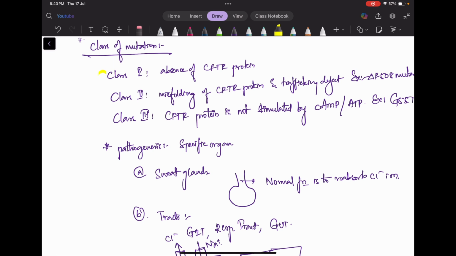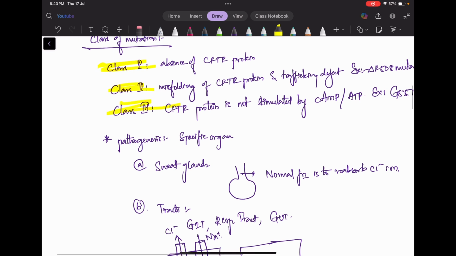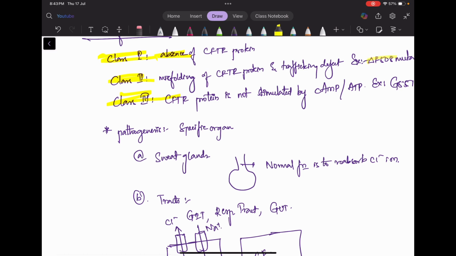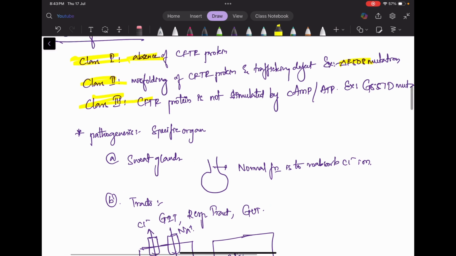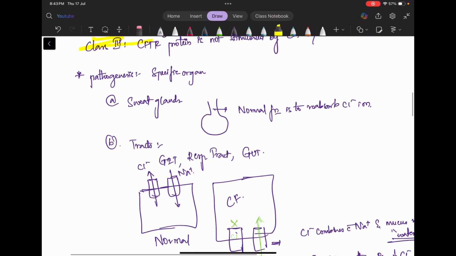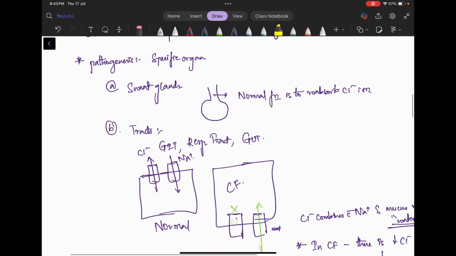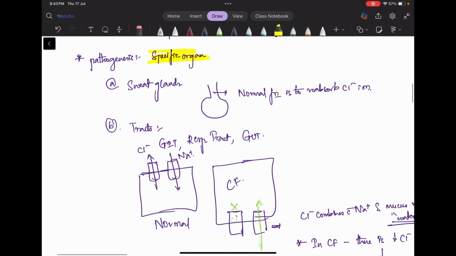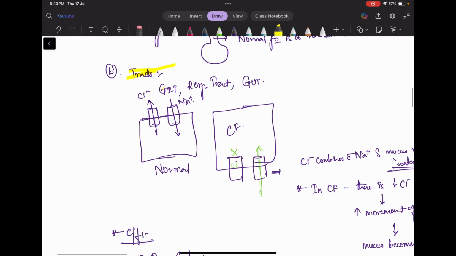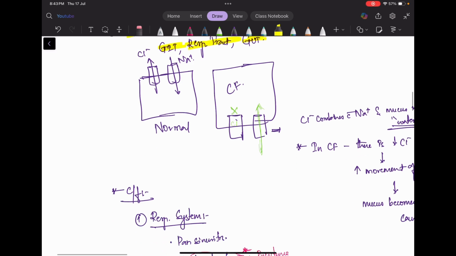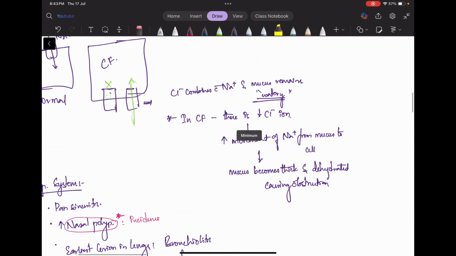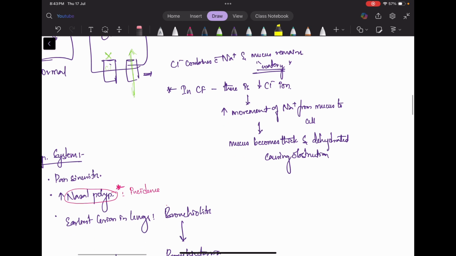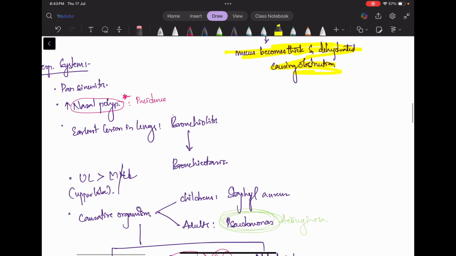Okay, we discussed classes in detail: class 1, class 2, class 3. Class 1 is absent, class 2 is related to F508, class 3 is related to G551D, right? Then we discussed specific pathogenesis related to sweat glands, then various tracts like the respiratory tract, GI tract, then genitourinary tract. Basically here mucus becomes thick so that it obstructs the regular routine.